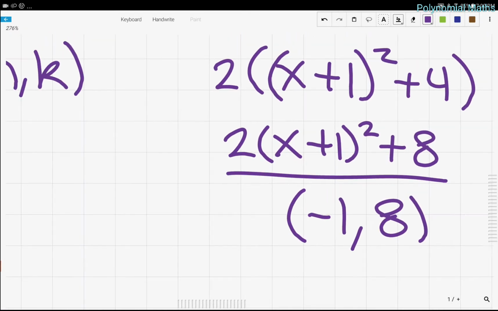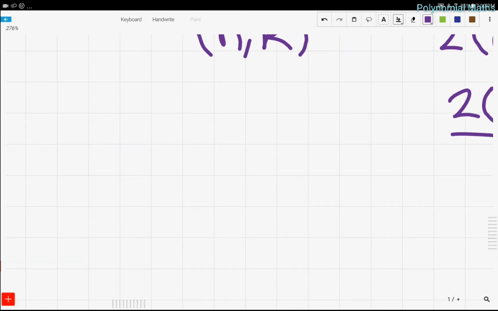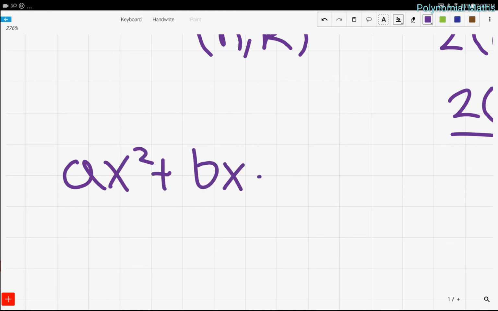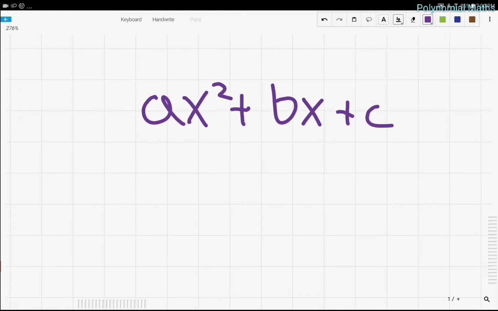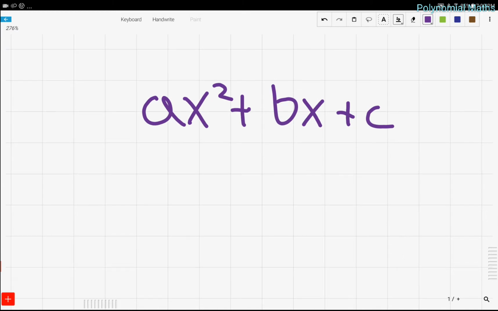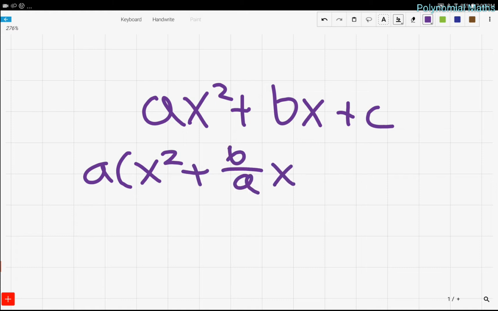Now we can do a different example, but this time let's generalize it. So we'll have ax squared plus bx plus c. This is our generalized quadratic. And we want to find the vertex form of it. So what we can do is factor an a out, and we get a times (x squared plus b over a x plus c over a). So now this x squared has only 1 as its coefficient, which is good because it makes it easier for completing the square.